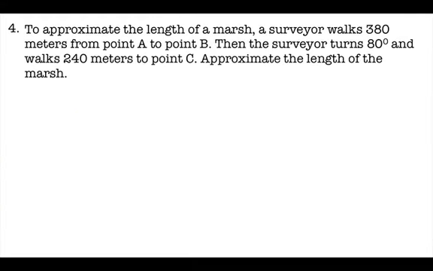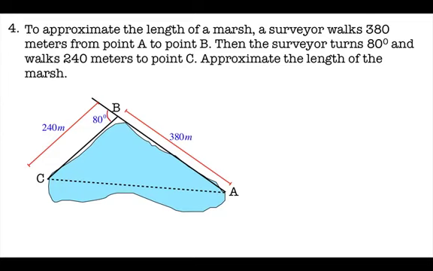Here's number 4. Word problem says to approximate the length of a marsh. A surveyor walks 380 meters from point A to point B. Then the surveyor turns 80 degrees and walks 240 meters to point C. Approximate the length of the marsh. So this is the picture that goes with the information in the problem. You should be able to generate this. Shouldn't be too complicated. But let's continue.